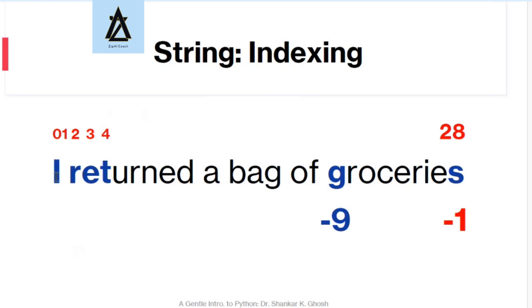The first character is 0, then the space is 1, R is in second position, E is in third position, T is in fourth position, and S is in 28th position. This is for forward. Backward, S is -1, and likewise -1, -2, and G is in -9th position. Therefore, it provides more flexibility of addressing and handling big amounts of data, characters, and particularly text processing.